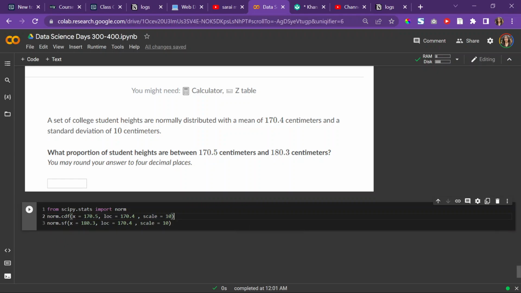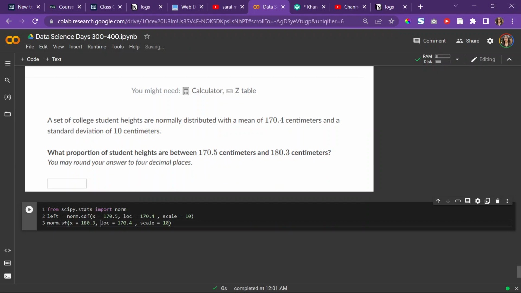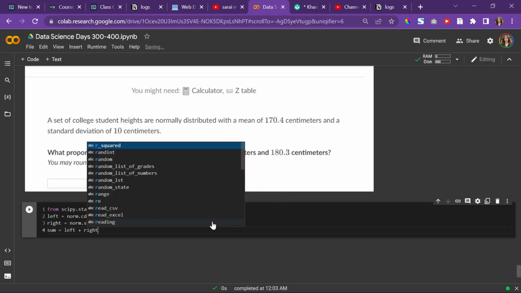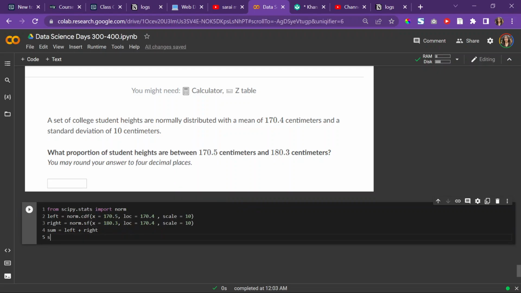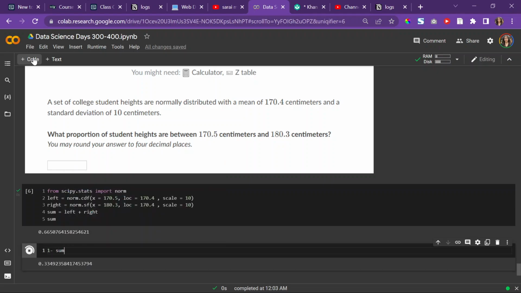So I'll get those answers, and I'll set it equal to left, and I'll set this one equal to right. Hopefully I won't round it so it could be as accurate as possible, and I'll just do the sum, set it equal to left plus right. And so I'll print out the sum so I could see what it is. So that's the total proportion, and so I'll just do 1 minus the sum, and I believe that's going to be my answer.